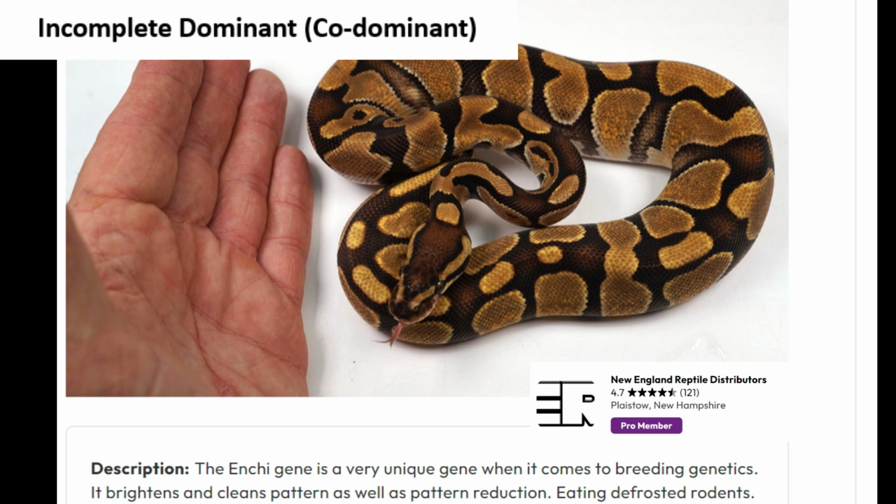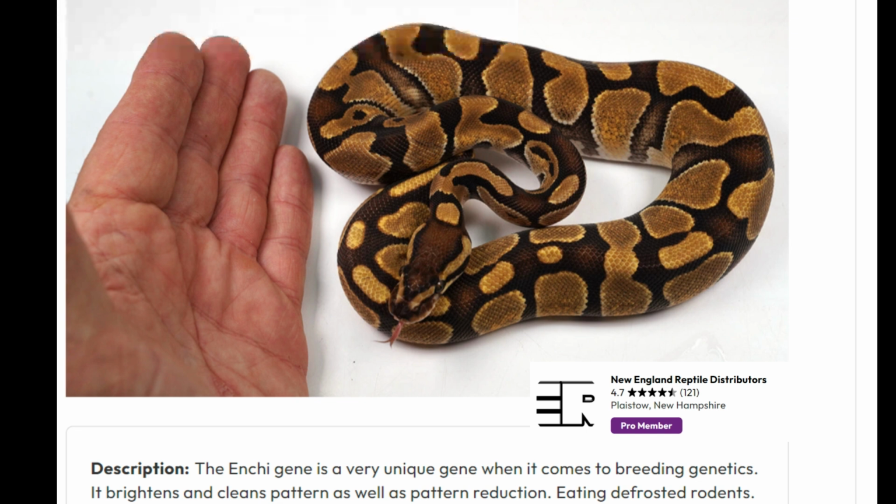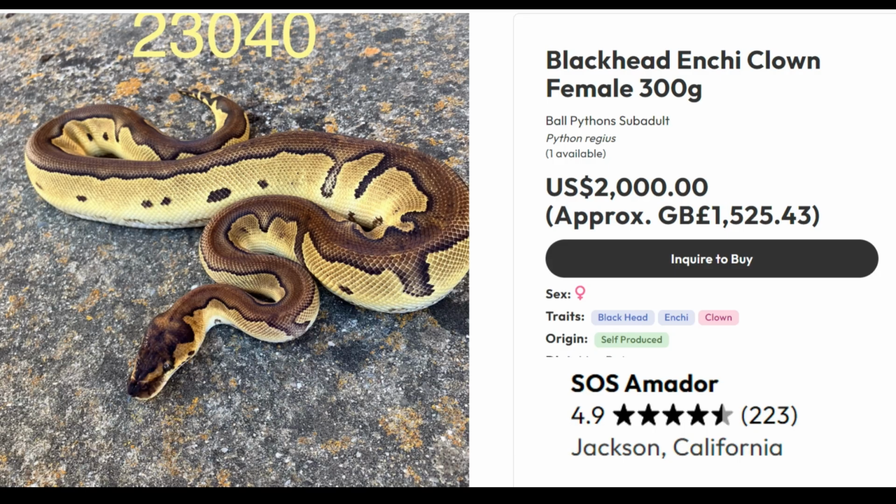When you put it into combos, it makes some really unusual stuff, and I find it's particularly cool when you mix it with clown. So what do we got here? Next up, we've got an Enchi blackhead clown. Is that all it is? Yeah, just Enchi and blackhead clown. And obviously blackhead plays a big role here, but Enchi really does add a richness of colour into clown combos, and that is one of the main reasons to have it if you are breeding, because you can take clown projects to a whole other level, particularly if you like that kind of rich, deep, reddy brown colour.